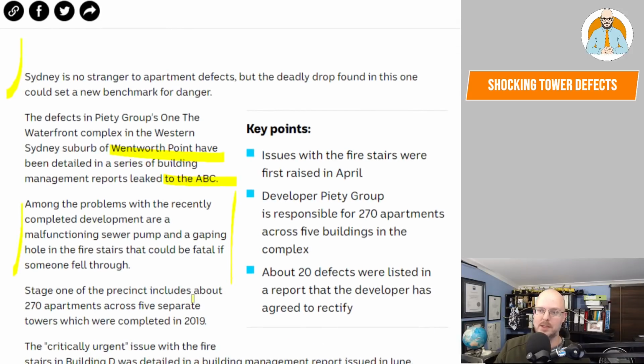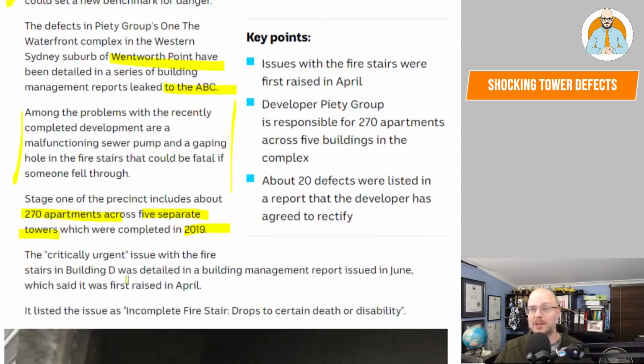Stage 1 of the precinct includes about 270 apartments across 5 separate towers which were completed in 2019. Now, I'm surprised how a gaping hole in the fire stairs could get through. I'm surprised the certifier would allow that. Surely they'd be walking up every step. Maybe something's been removed. Maybe they've got something temporary in place, waiting on something to arrive. The sewer pump not working, I mean, these things fail.